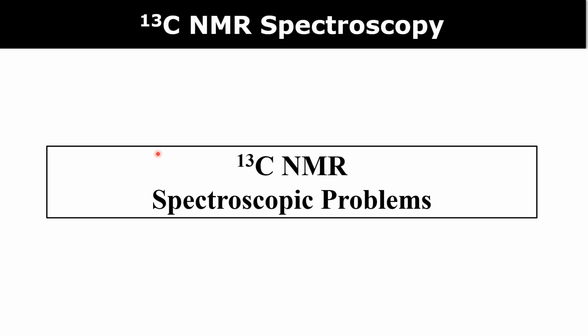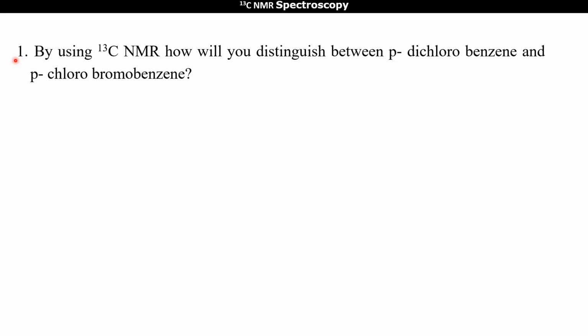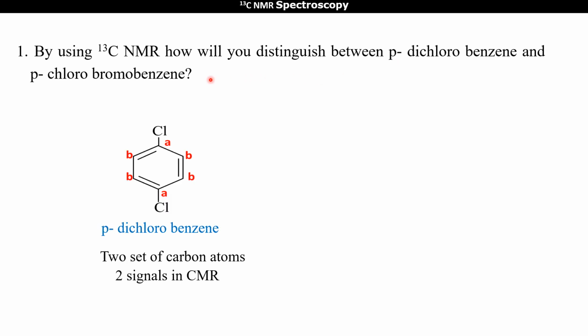Welcome everyone. In this video, we are going to solve some 13C NMR spectroscopic problems. Question 1. By using 13C NMR, how will you distinguish between para-dichlorobenzene and para-chlorobromobenzene? Let us see the answer.